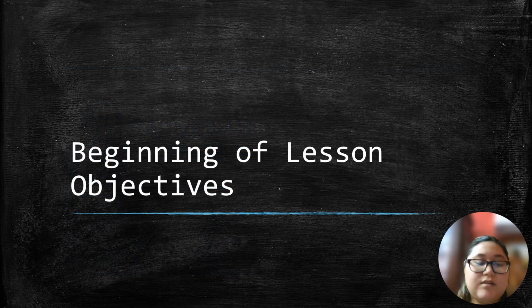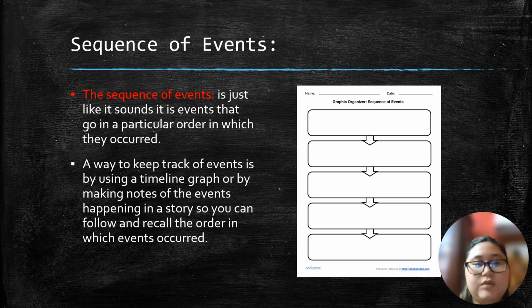We are beginning the lesson of today. We're going to be talking about sequence of events. The sequence of events is just like it sounds. It is events that go in a particular order in which they occurred. A way to keep track of events is by using a timeline graph, or by making notes of the events happening in a story so you can follow and recall the order in which events occurred. The paper here on the screen is an example of how you can keep track of sequence of events and write them down as they happen.